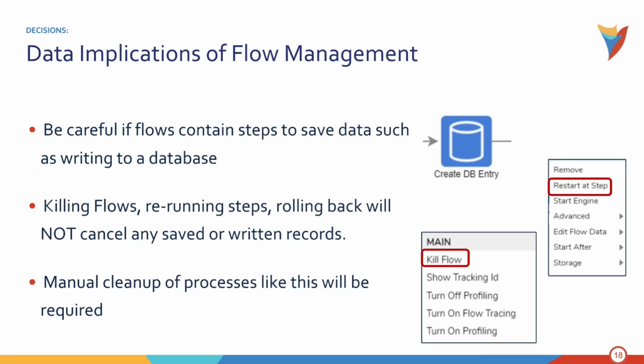Well, if you were to kill that flow after the process got written, or maybe you try to rerun this step or roll something back, but this record has already been written, it will not cancel that written record. It will not remove that record for you. That record will be written in your system and then it'll just try to run again. And so it's very easy to unintentionally end up with a bunch of duplicate entries of something like this if you're just simply trying to make some changes and not actually thinking about those data implications.